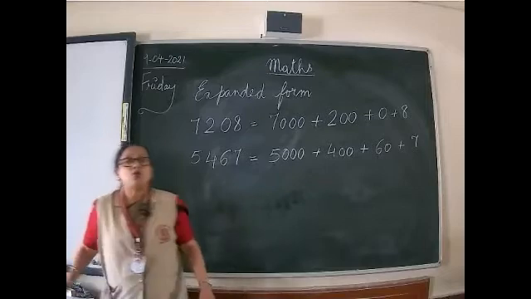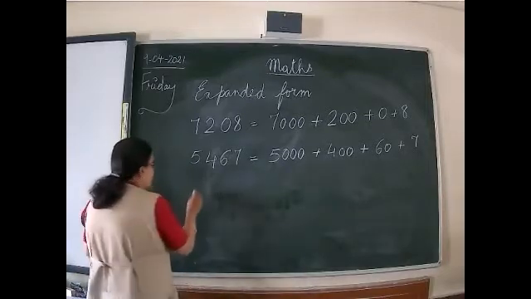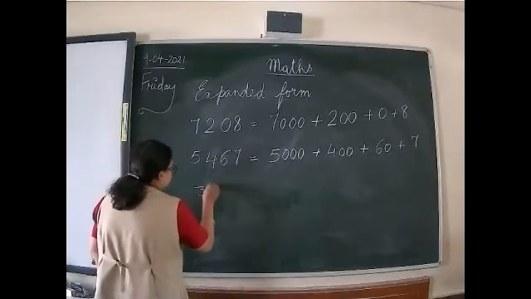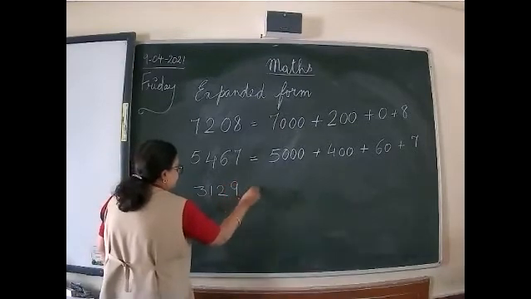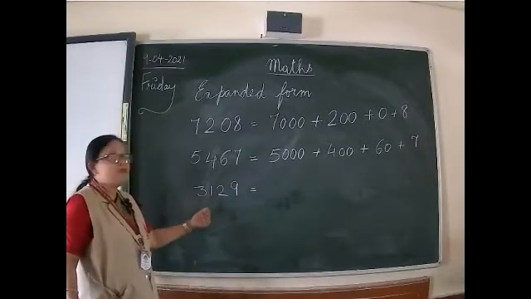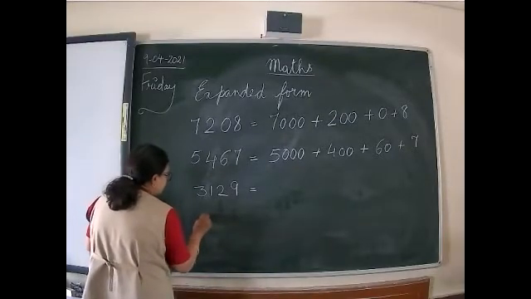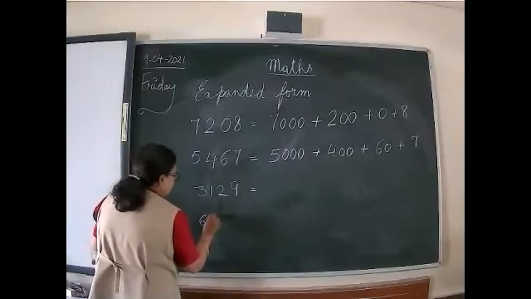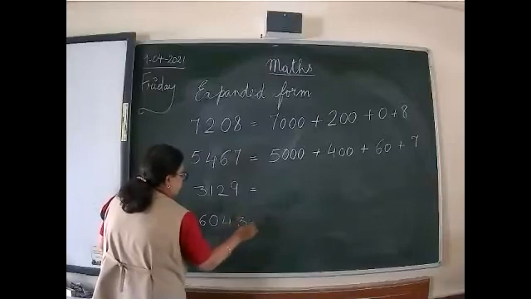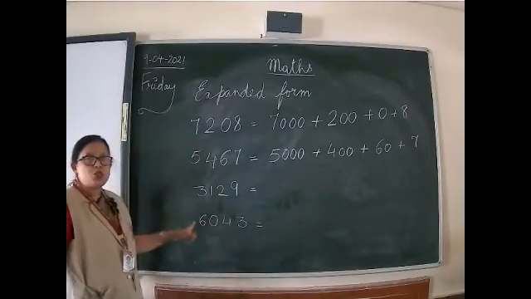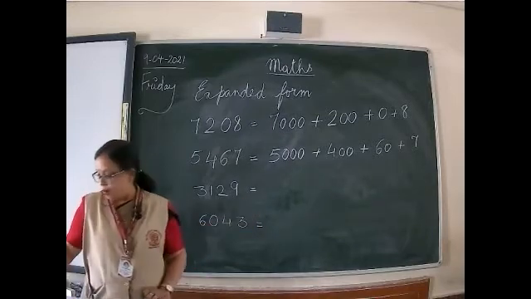Children, here I want to give you two more numbers which you have to do yourself. Note them down, please. Write the expanded form of this number. And one more number I am giving you. These two numbers I have given you. Note them down and write down their expanded form.